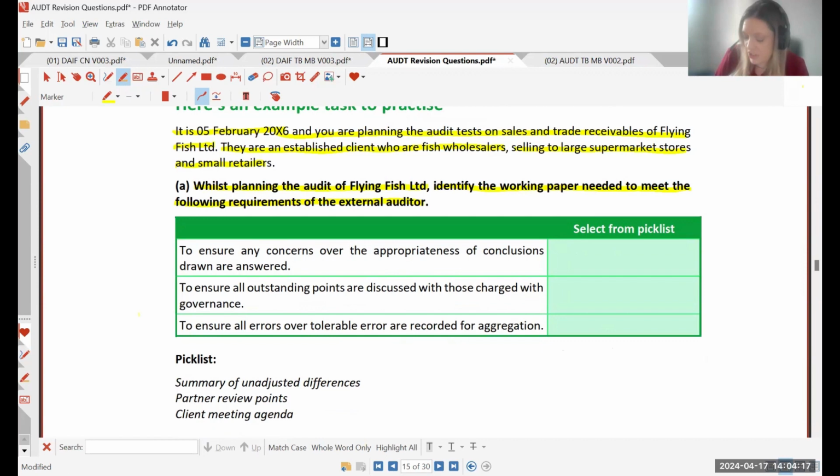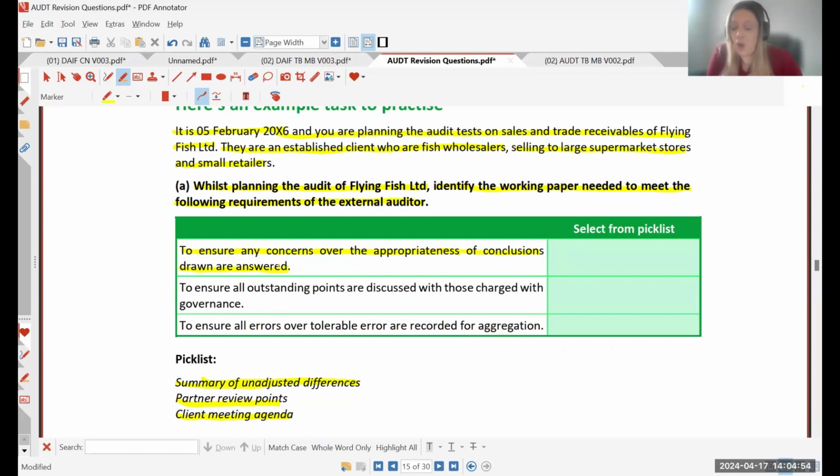And they are nice enough to give us a pick list. So our answers are either going to be summary of unadjusted differences, partner review points, or client meeting agenda. 3 very different things. So let's have a look. First one then is to ensure any concerns over the appropriateness of conclusions drawn are answered. So really important then to remember that the audit partner is the person who is ultimately responsible for deciding that final opinion. That is it. The audit partner is ultimately responsible.